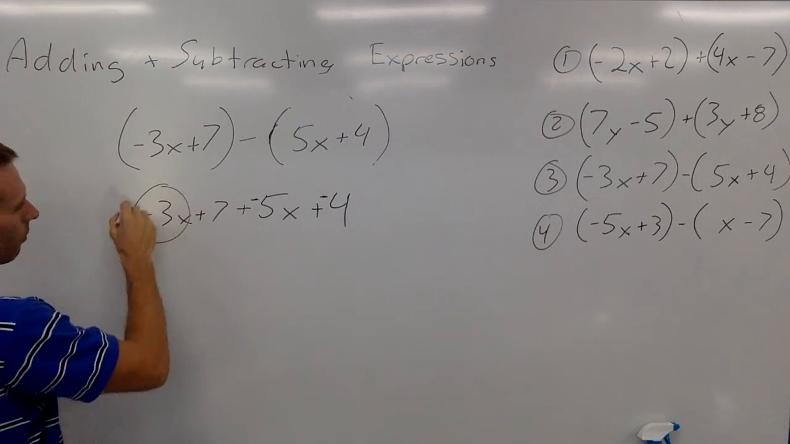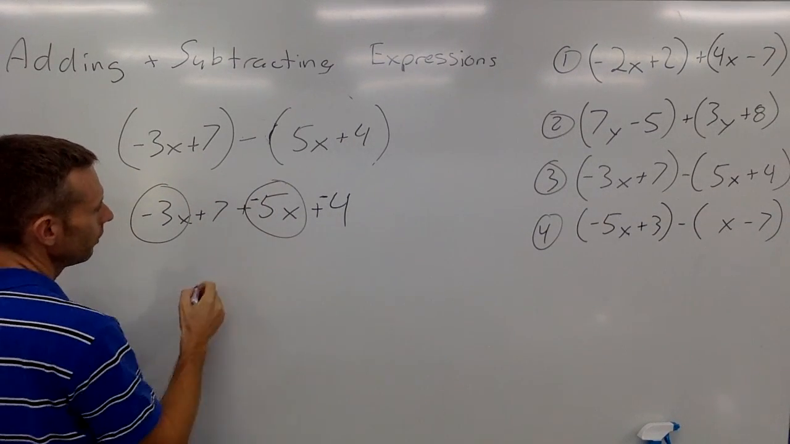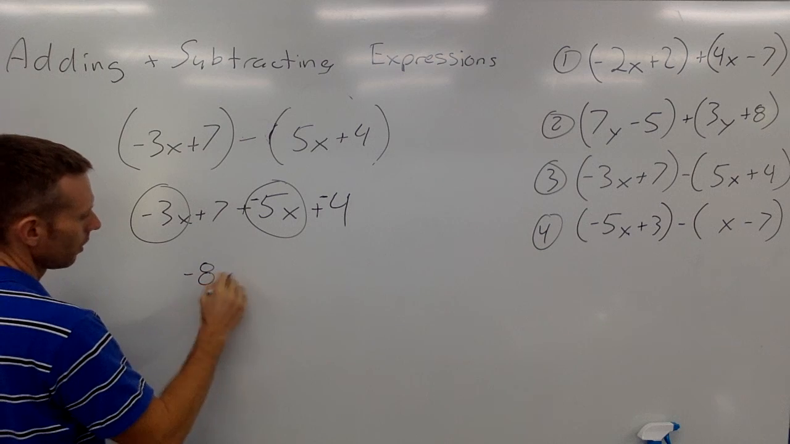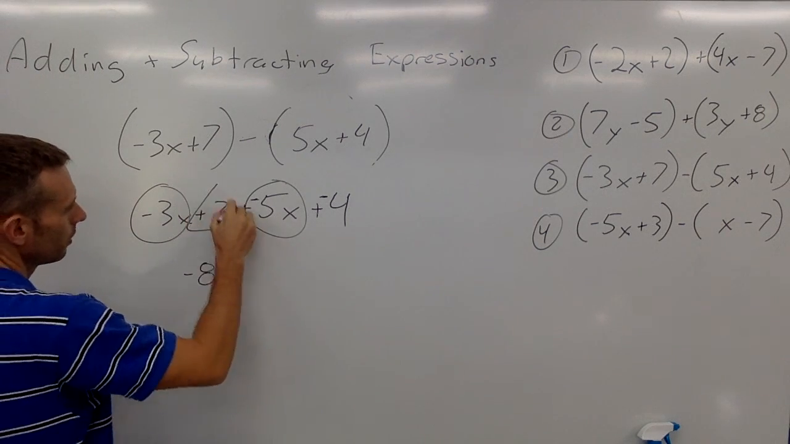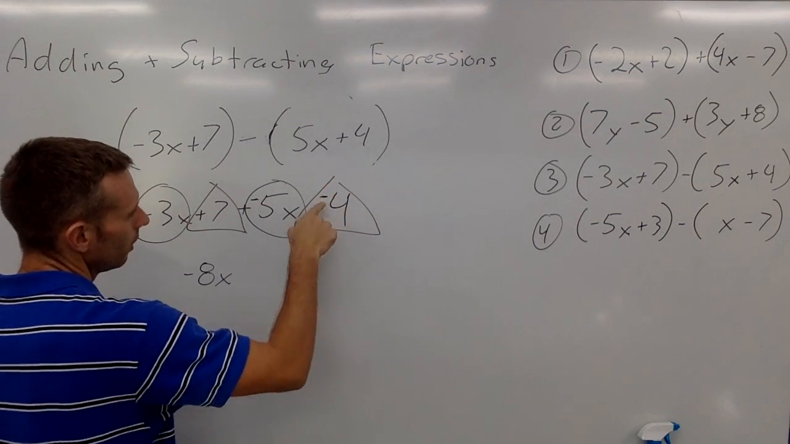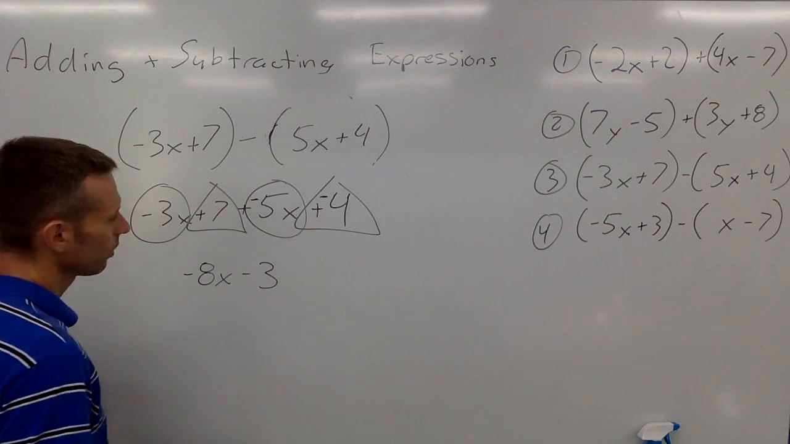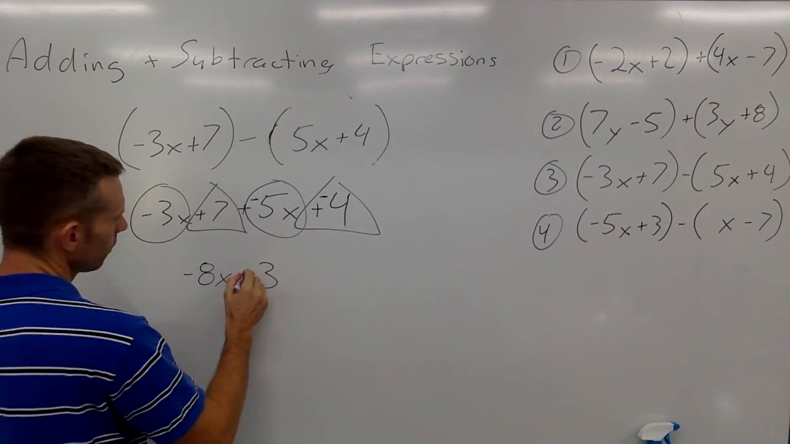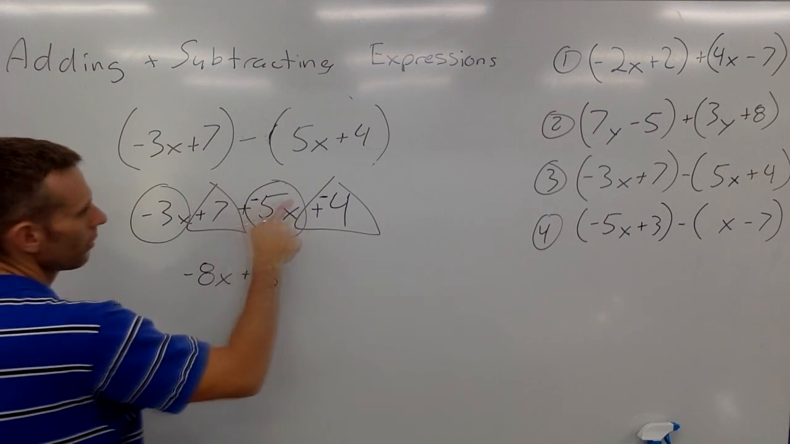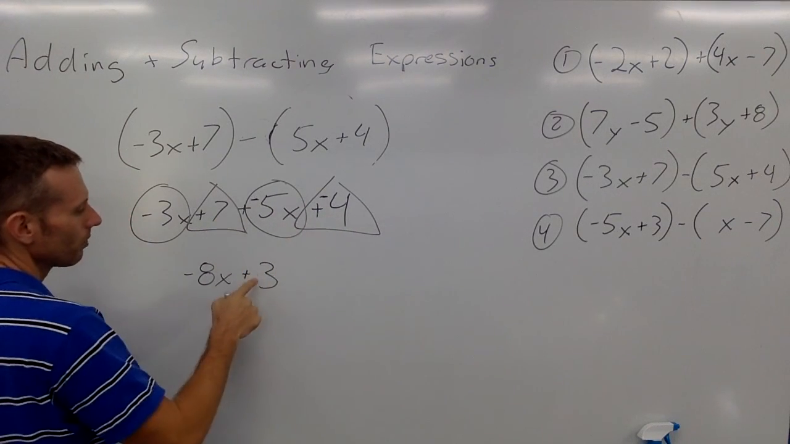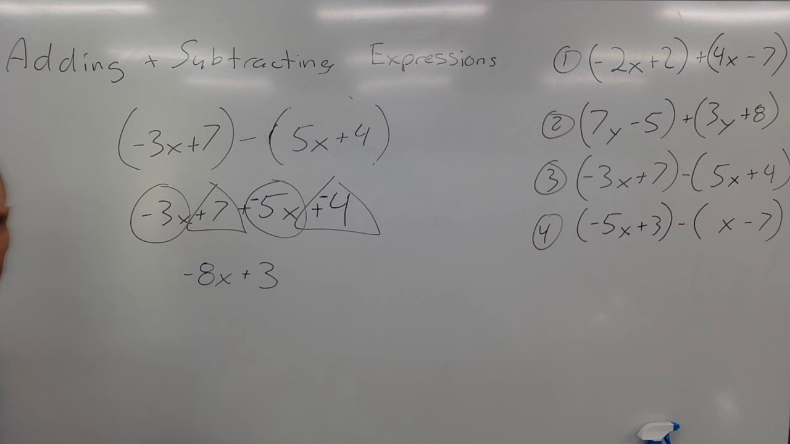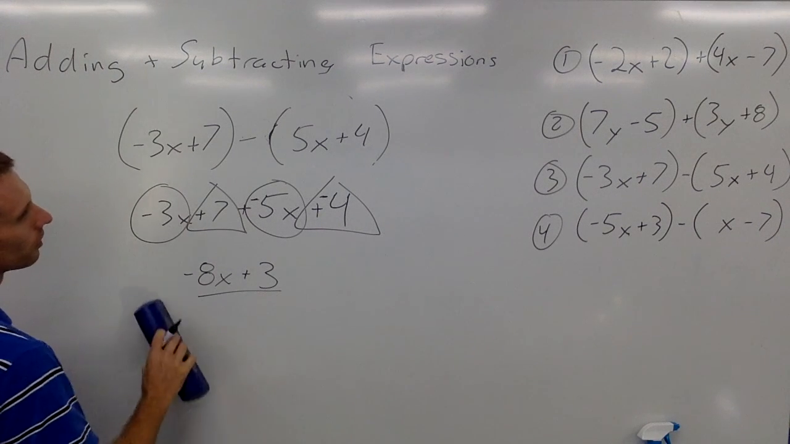So I have a negative 3x, a negative 5x. That gives me a negative 8x. I have a positive 7 and a negative 4. That gives me a negative 3. Oh, no it doesn't. It gives me a positive 3. Positive 7, negative 4 gives me a positive 3. Okay, and this is as far as we can go.